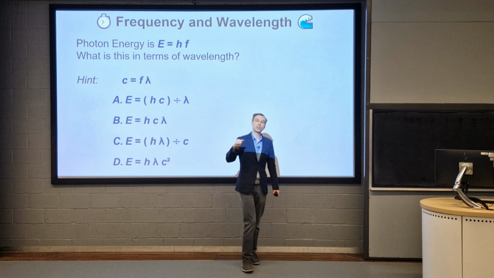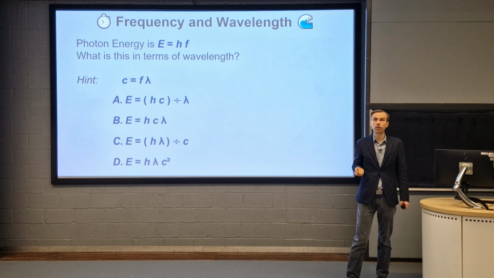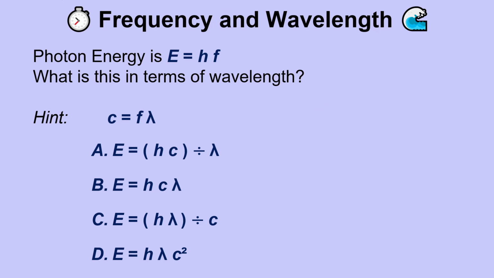How can we get this equation for the energy of a photon from the frequency in terms of the wavelength of the photon? If you're not too sure about this one, we're just doing a bit of algebra there. Starting from E equals hf, we know this relationship between frequency and wavelength and the speed of light. So that hint there, c equals f lambda. We're just substituting what we get for that frequency from c equals f lambda into that equation for the photon energy. So give that algebra a go, see what you get. We'll take a look at the responses in just a moment.